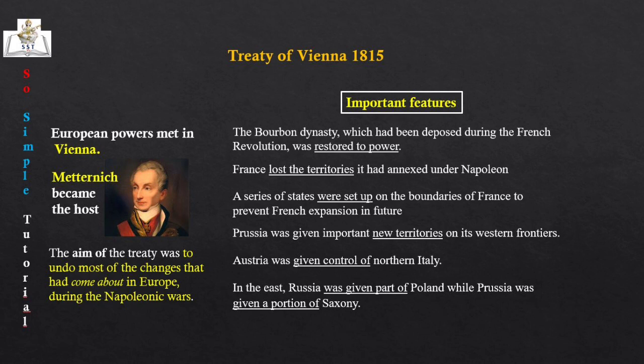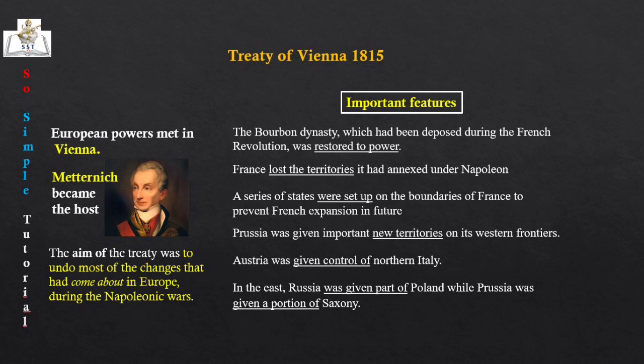1. The Bourbon dynasty, which had been deposed during the French Revolution, was restored to power. 2. France lost the territories it had annexed under Napoleon. 3. A series of states were set up on the boundaries of France to prevent French expansion in future. Thus, the Kingdom of the Netherlands, which included Belgium, was set up in the north and Genoa was added to Piedmont in the south.